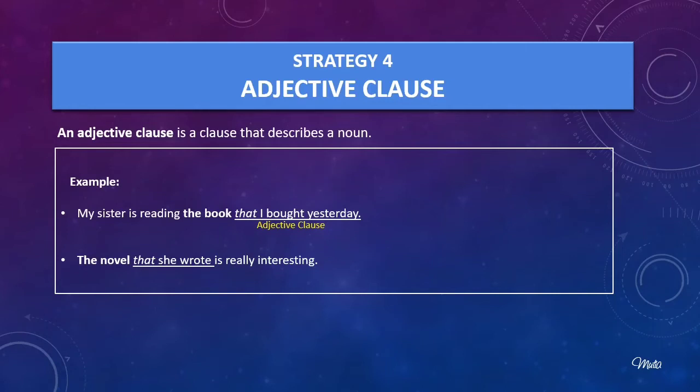The second example, the novel that she wrote is really interesting. In this sentence, the clause that she wrote is the adjective clause which describes the noun the novel.